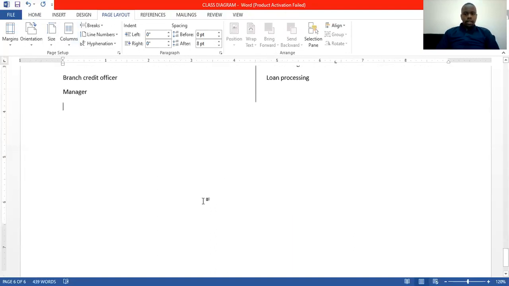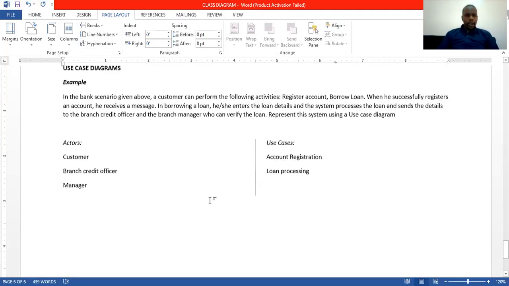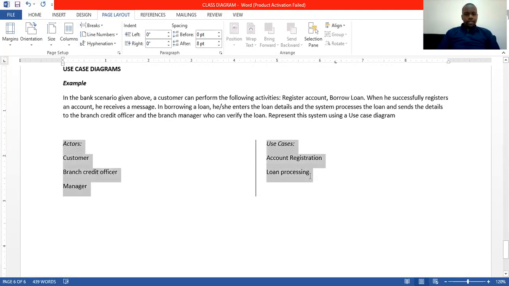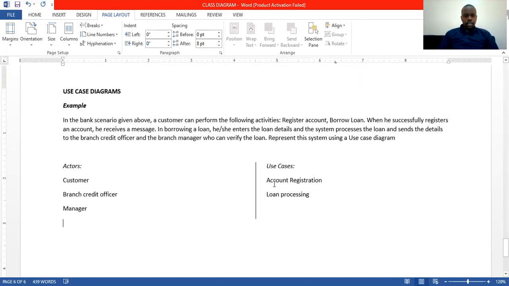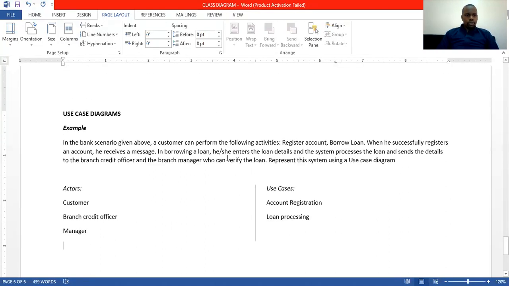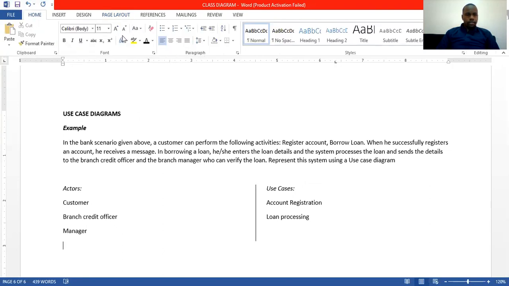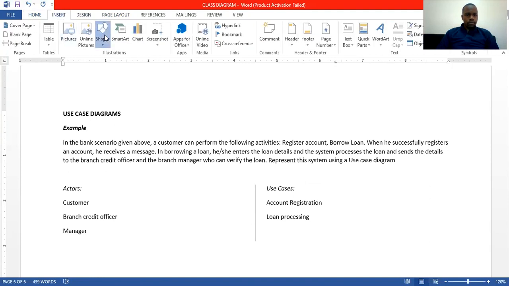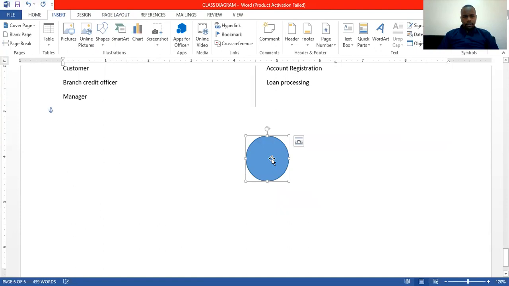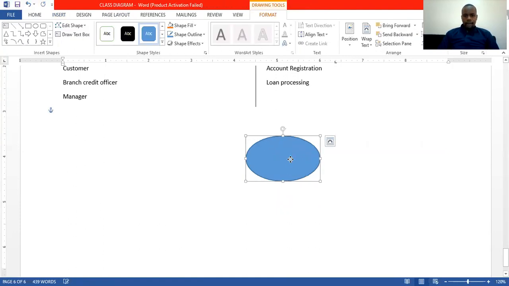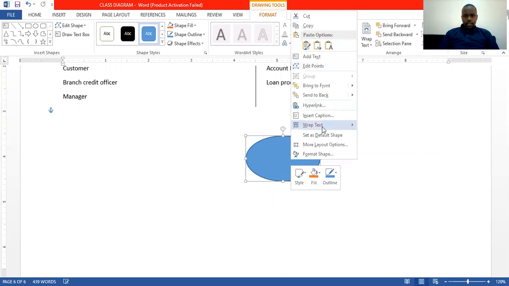So let us now draw a use case diagram. We have the actors and the use cases. So now let us draw the class diagram, I mean the use case diagram. The first thing is to draw the use cases. Just like a DFD, the use cases are the processes.